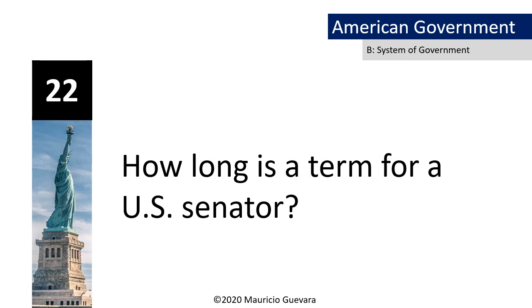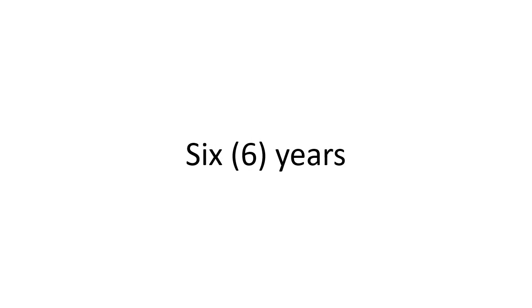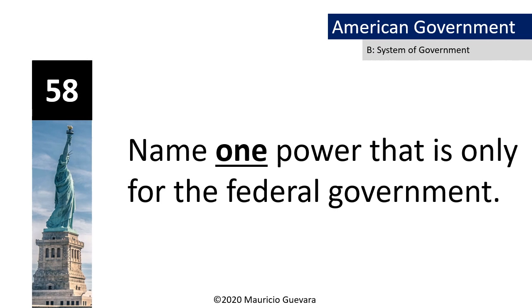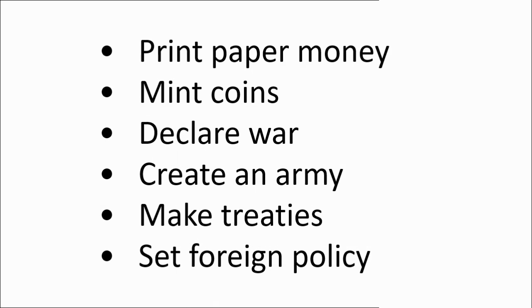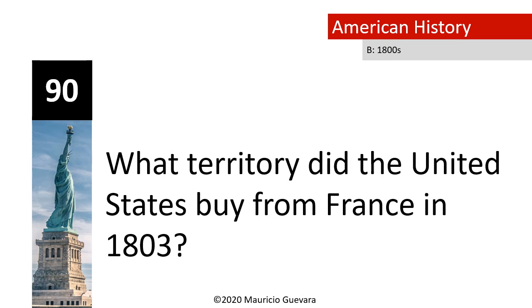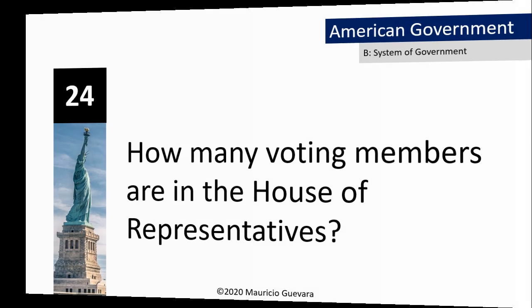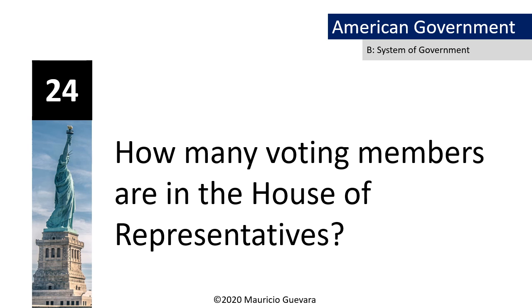How long is a term for a U.S. Senator? 6 years. Name one power that is only for the federal government. Declare war. What territory did the United States buy from France in 1803? Louisiana. How many voting members are in the House of Representatives? 435.